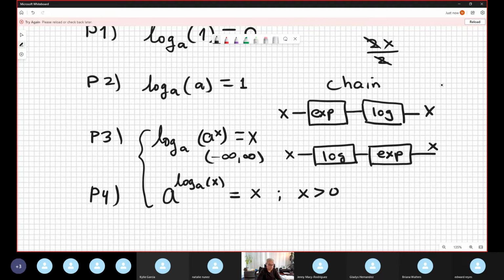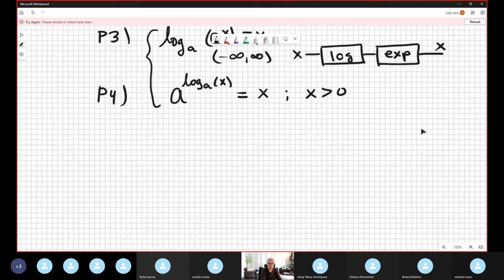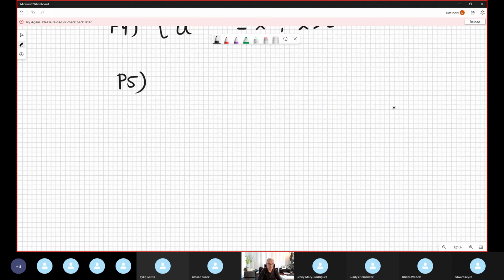Okay. Now I want to explain two more properties. Actually, they are complementary properties for the logarithm. We are using them from today every day. Property 5, property 6, and property 7. And this is the magic of the logarithm.